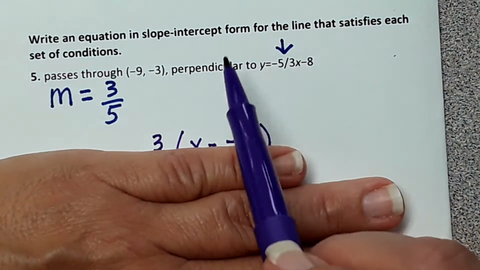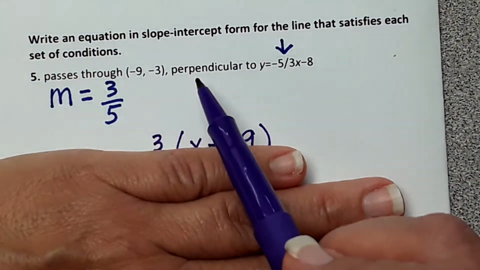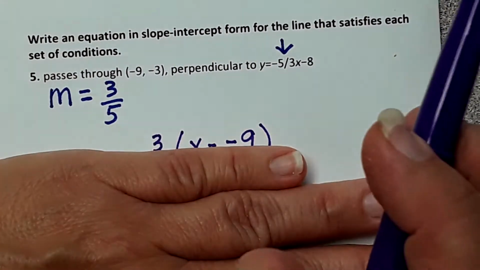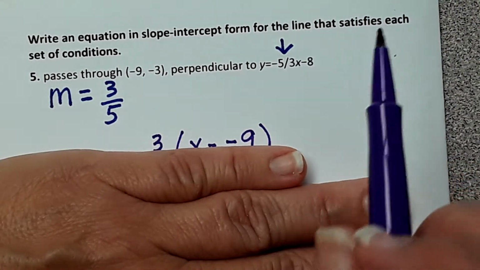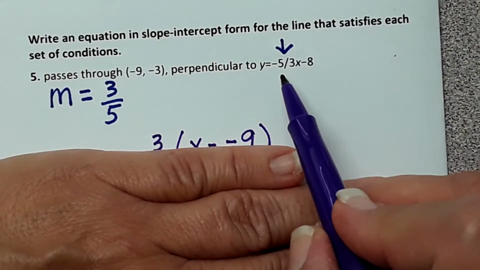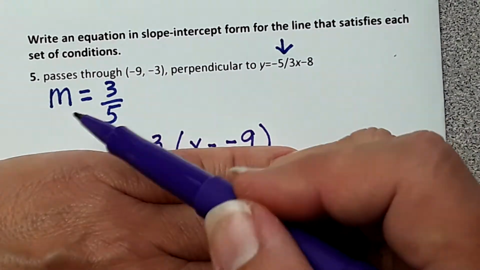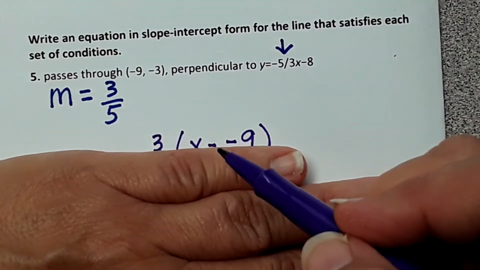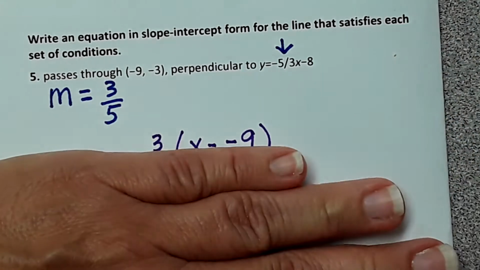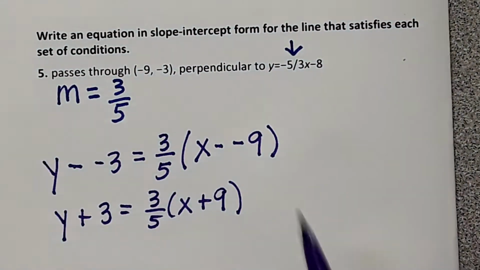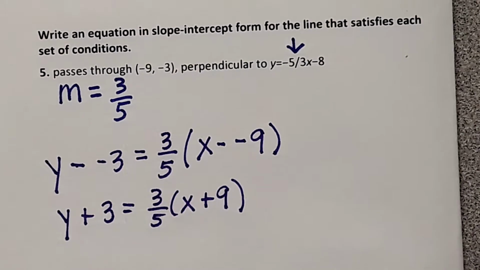So I need to know that this new line needs to be perpendicular. Perpendicular slopes are opposite reciprocals. So if this slope is -5/3, this slope needs to be the opposite, so it's positive, and it needs to be the reciprocal of 5/3, which is 3/5. Then what I did is I wrote it in point slope form.